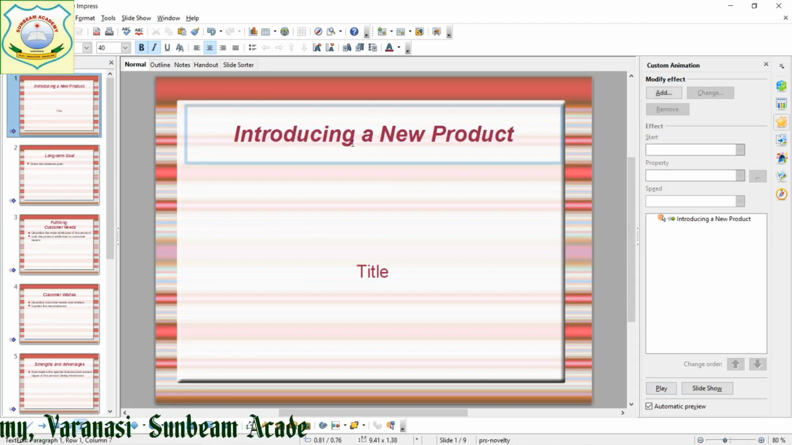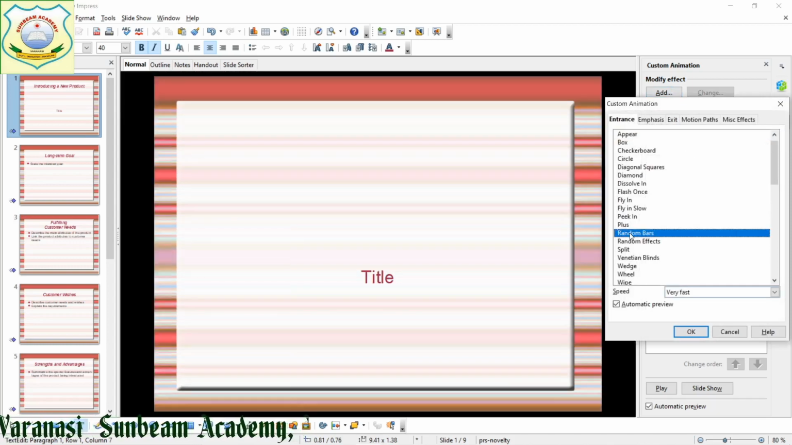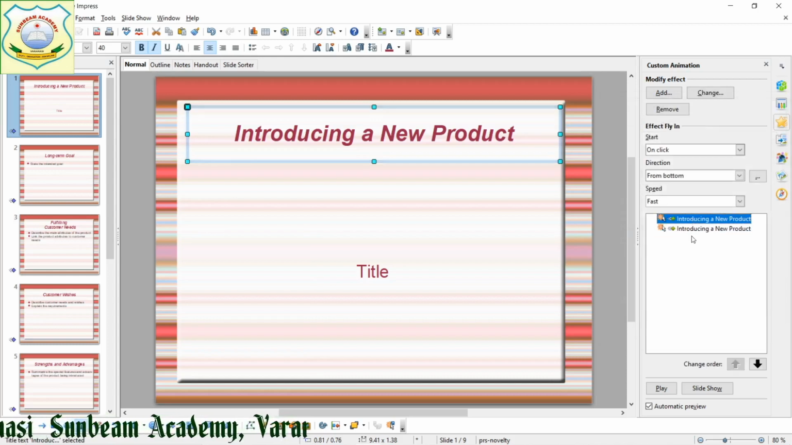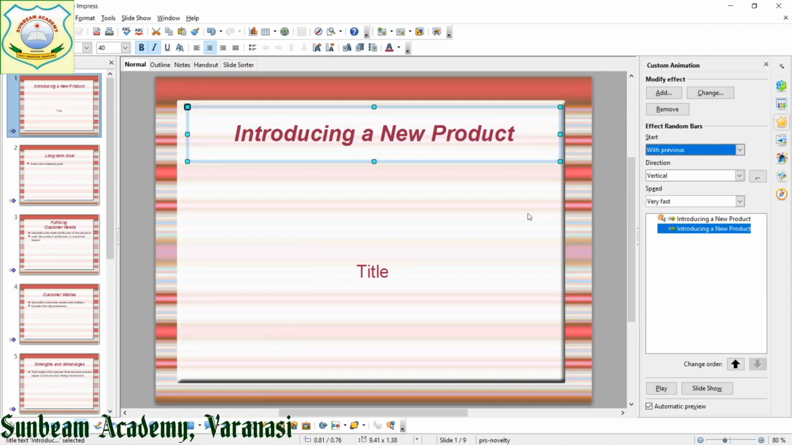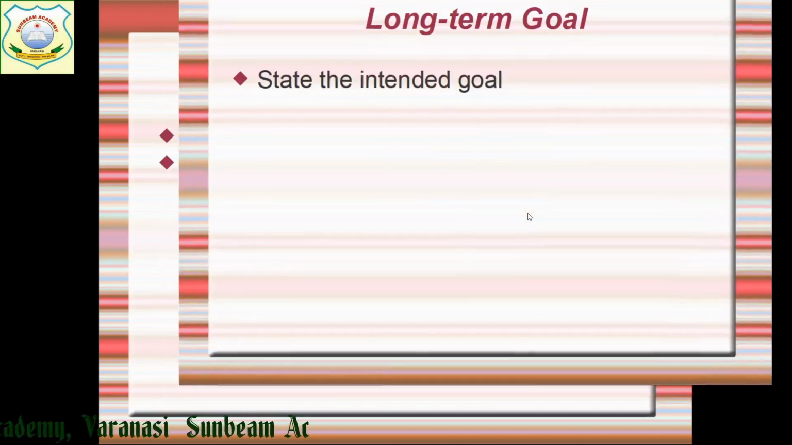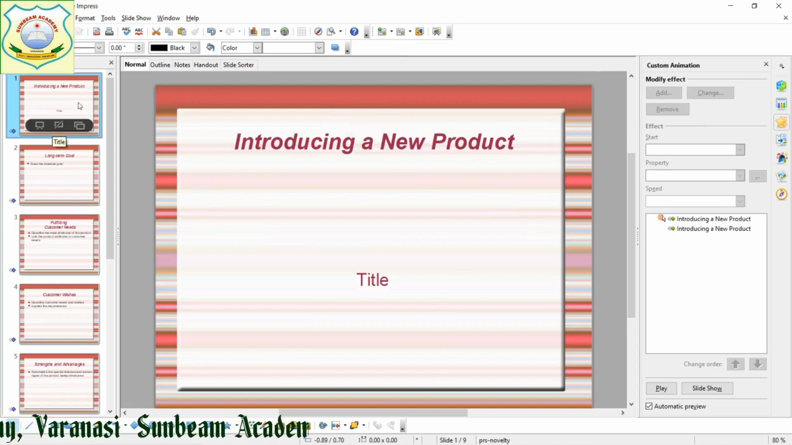Here also, whatever effect you have given, suppose I have taken random bars, very fast, okay, then this is the order. Here it is on click, not with previous. Now you can see here. By this we can provide transition and animation effects to the slides.